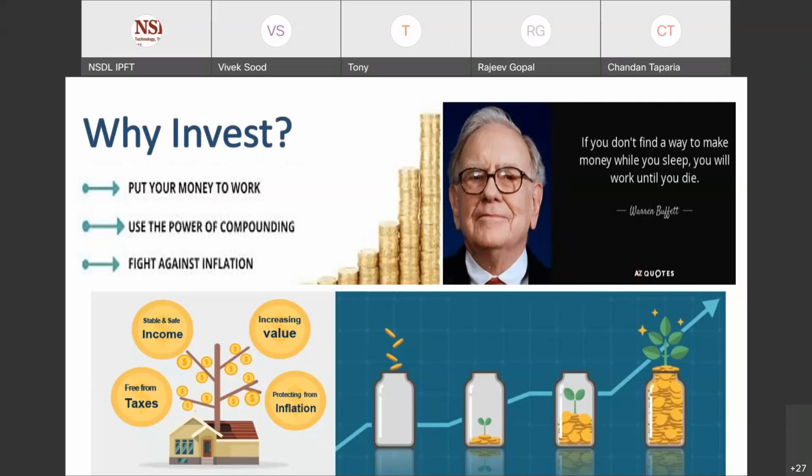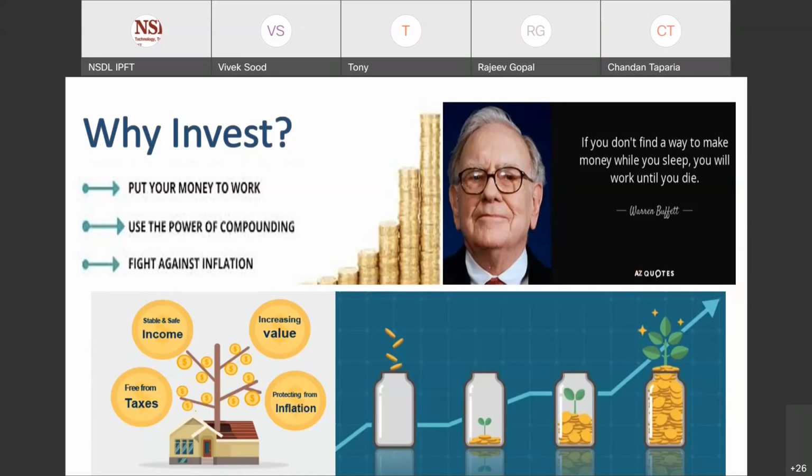So when I talk about why to invest: first, put your money to work, use the power of compounding, and fight against inflation. You must know that if you keep a 2000 rupee note in a drawer and get it after one year, you will see the same note. But in actuality, the real value of the 2000 is lower because of inflation. That is the main reason we need to work hard and invest our money, so that it grows and we can at least defeat inflation.